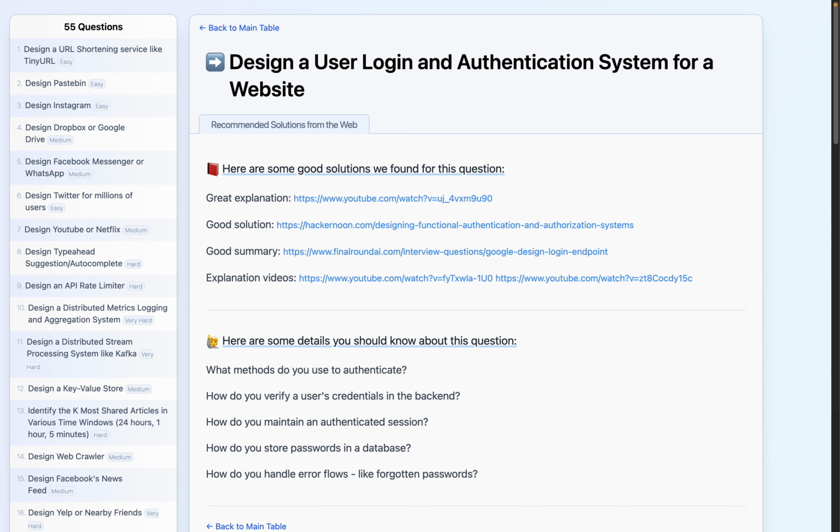So in conclusion, we've designed a user login and authentication system for our website. This is a thought experiment for a system design question.